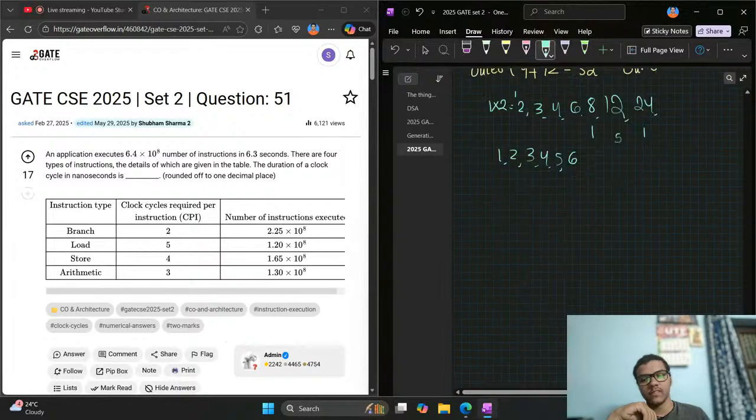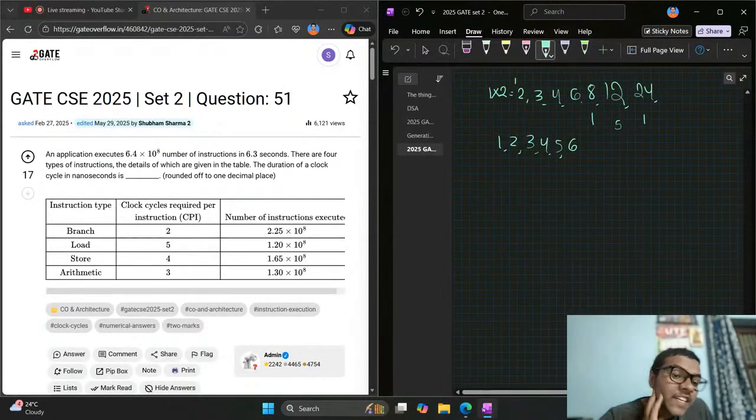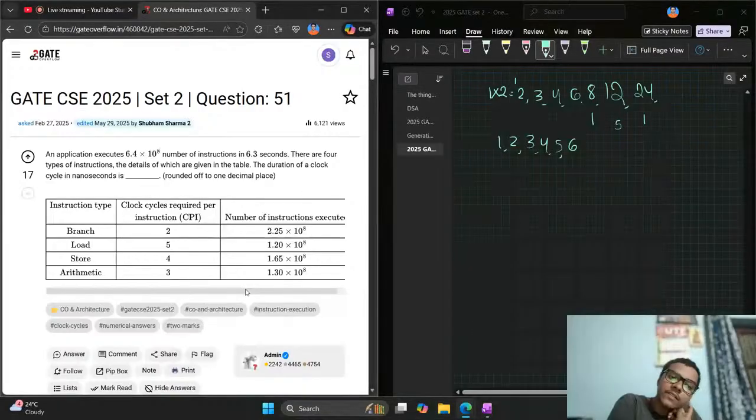Okay, for using common sense. An application executes 6.4 into 10 power 8 number of instructions in 6.3 seconds. There are 4 types of instructions. Okay, the details are given in the table. The duration of clock's time in nanoseconds is the duration of a clock cycle.